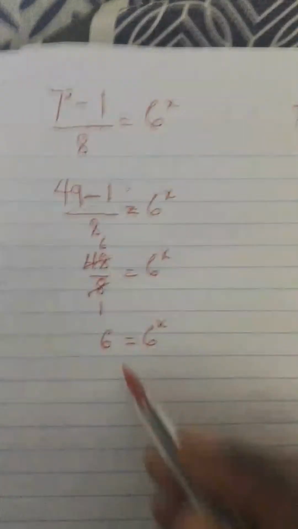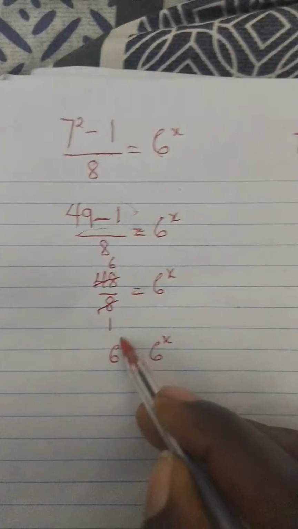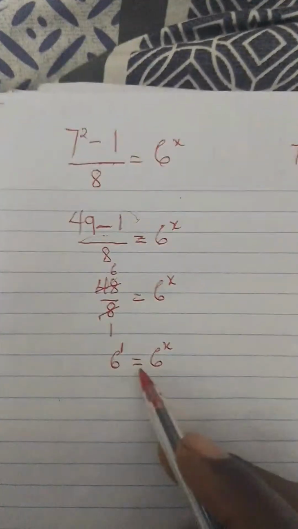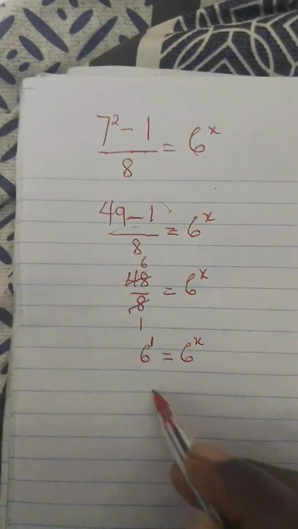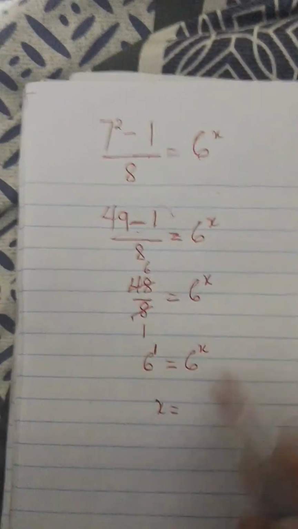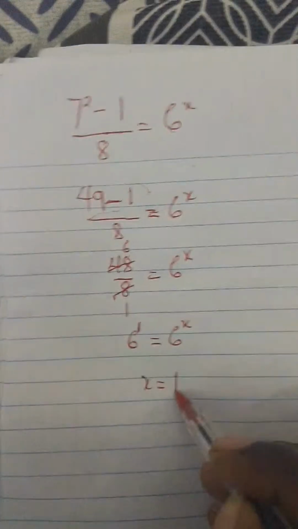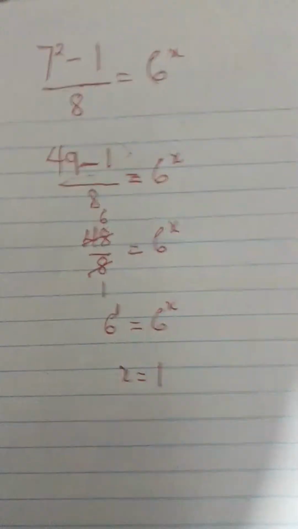So from here, the exponent of 6, the whole number, is 1. Since the bases are the same, we equate the exponents, and that becomes 1. Right, so we want to take it over again.